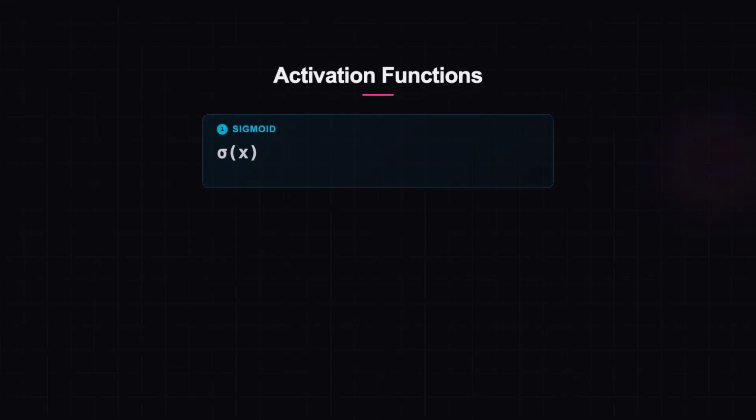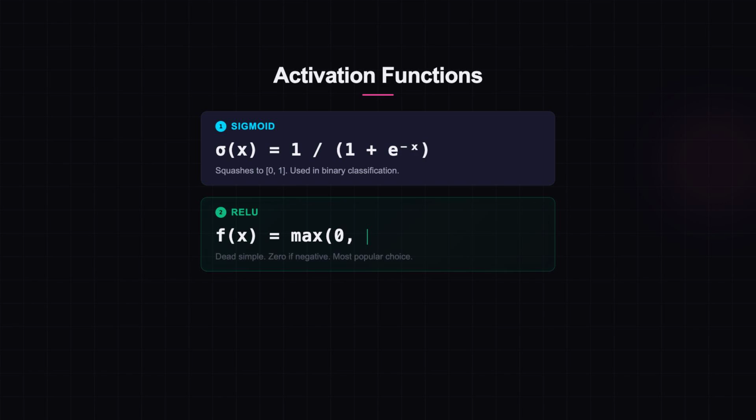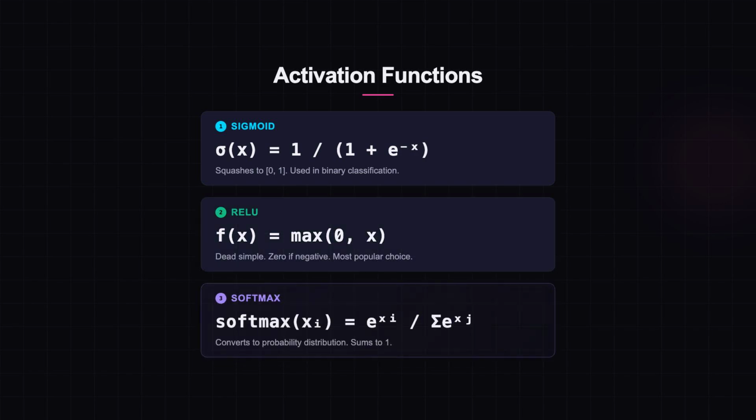One more key concept: activation functions. After each layer does its matrix multiplication, we pass the result through a nonlinear activation function. Without this, the entire network would collapse to a single linear function, no matter how many layers. The sigmoid squashes values between 0 and 1. ReLU sets negatives to 0. Softmax converts values into a probability distribution. These tiny functions are what give neural networks their power.